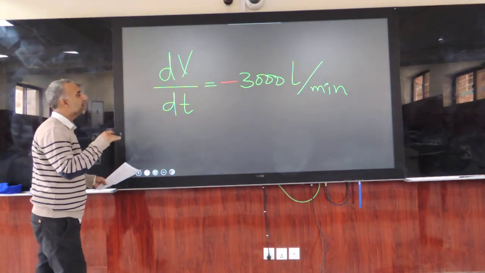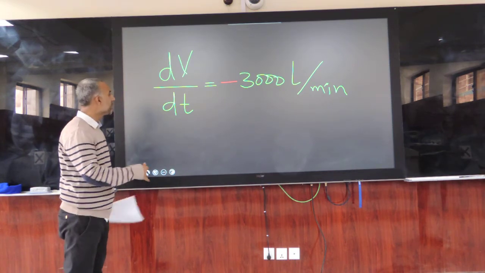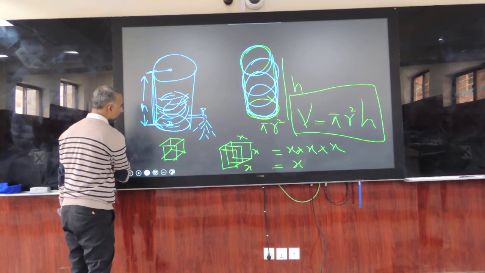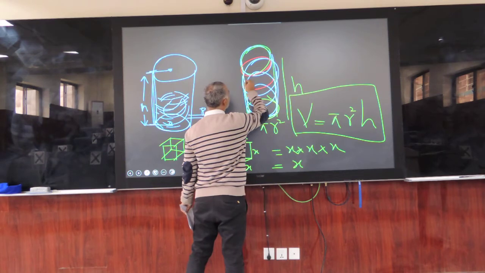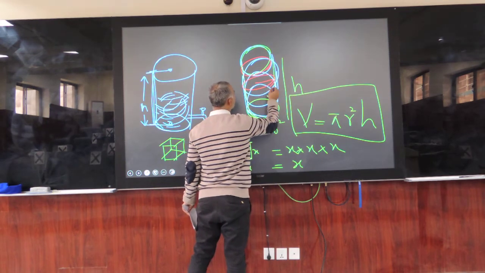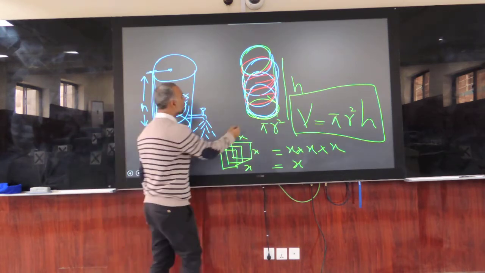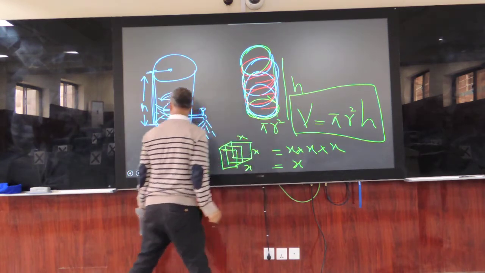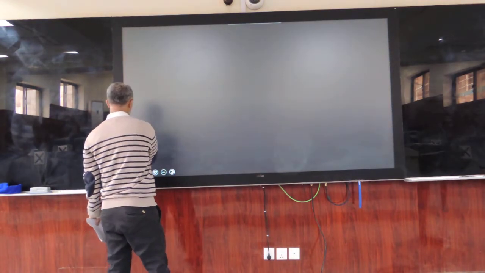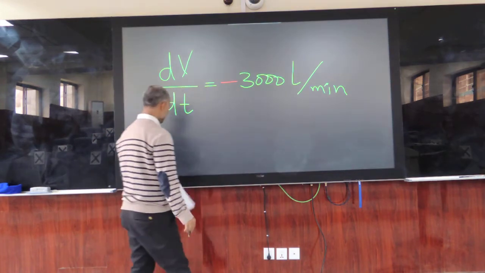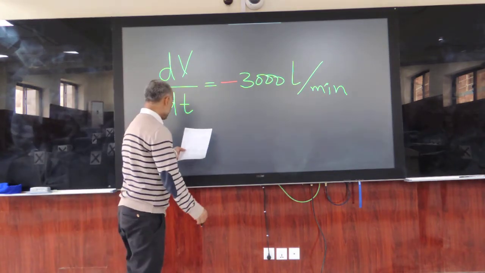As time is passing, the radius remains constant. If the level is at this point, after some time it will drop, but from this point to this point the radius is constant, all the way to the bottom of the cylinder. The radius will not change, so your radius will not be affected. So here is your basic equation for the volume.